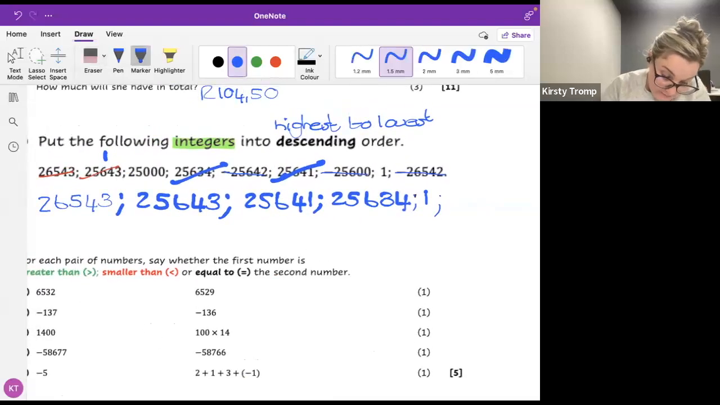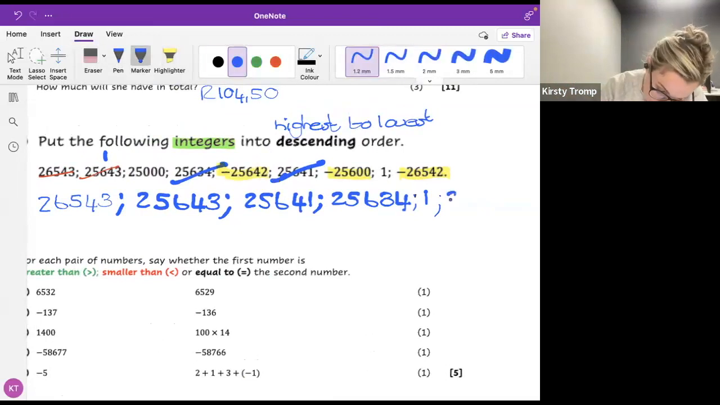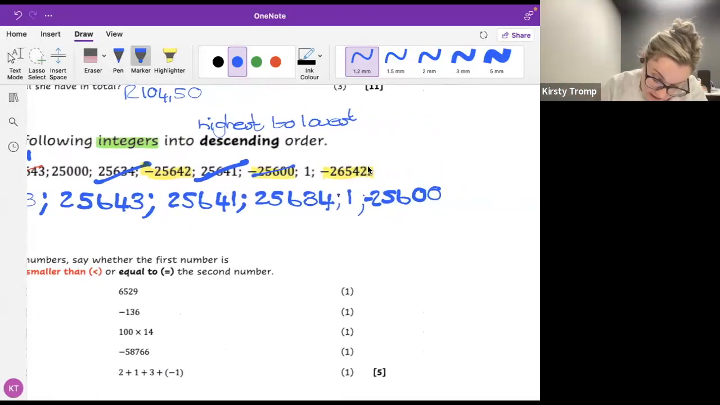Okay, so again, we're going in descending order, biggest to smallest. So we're looking at which one would be closest to 0 out of those numbers. And we said the one that would be closest to 0 would be 25600, and it needs to have a negative in front of it. The next one, which one falls after that number now?